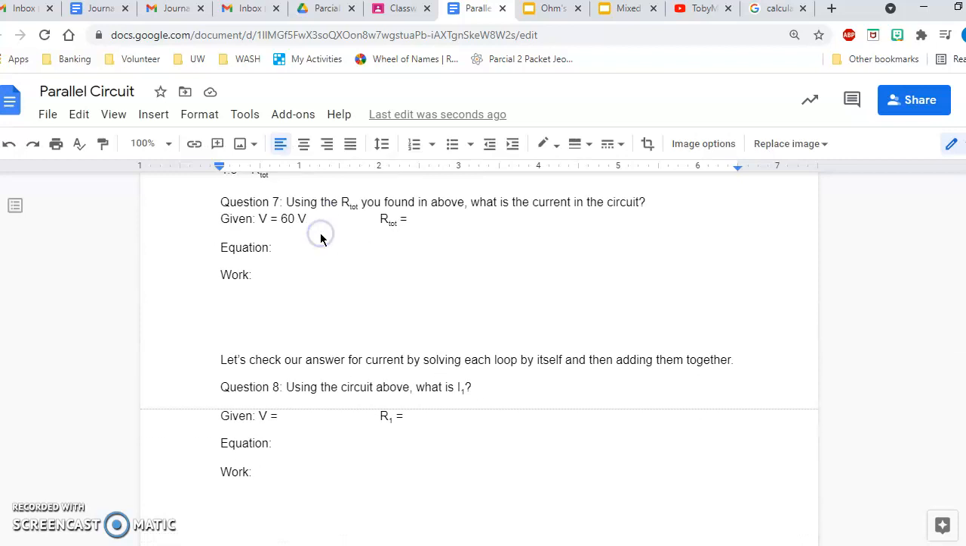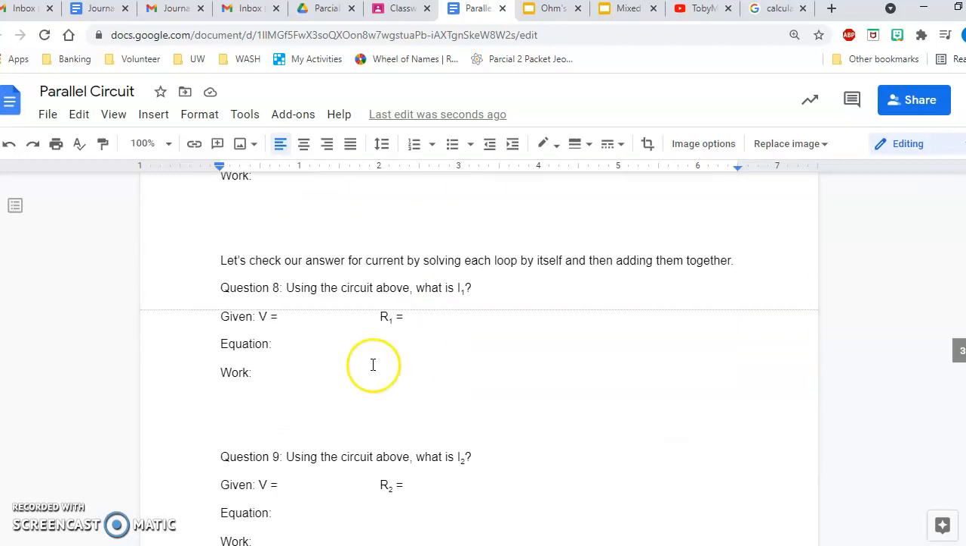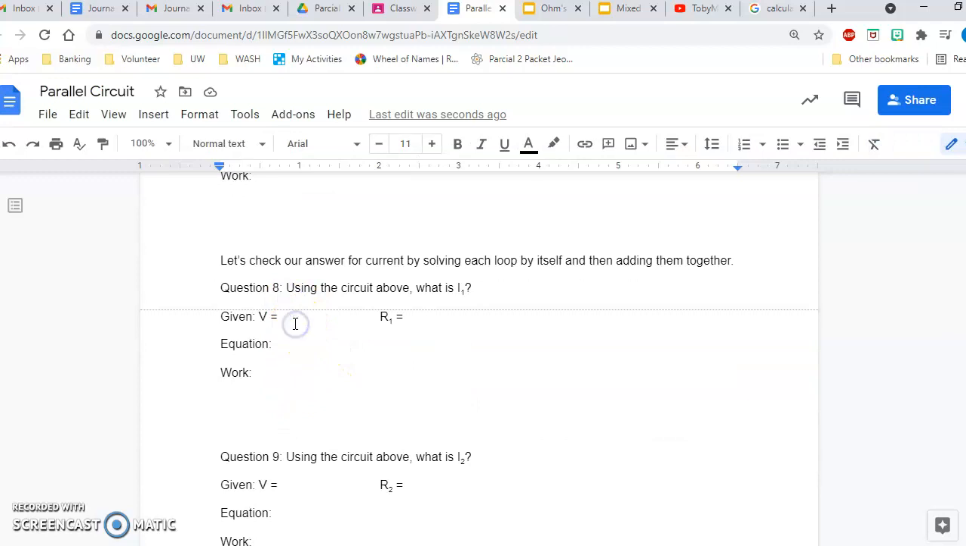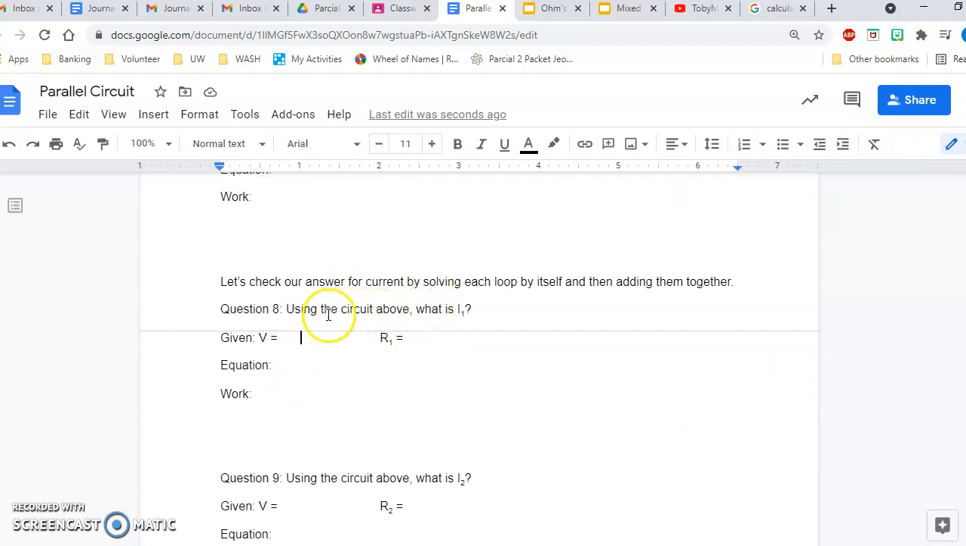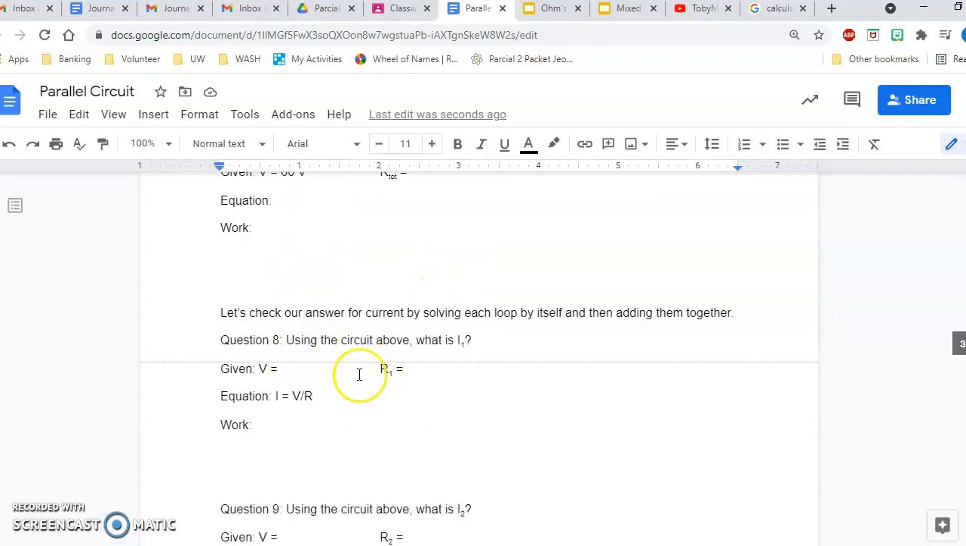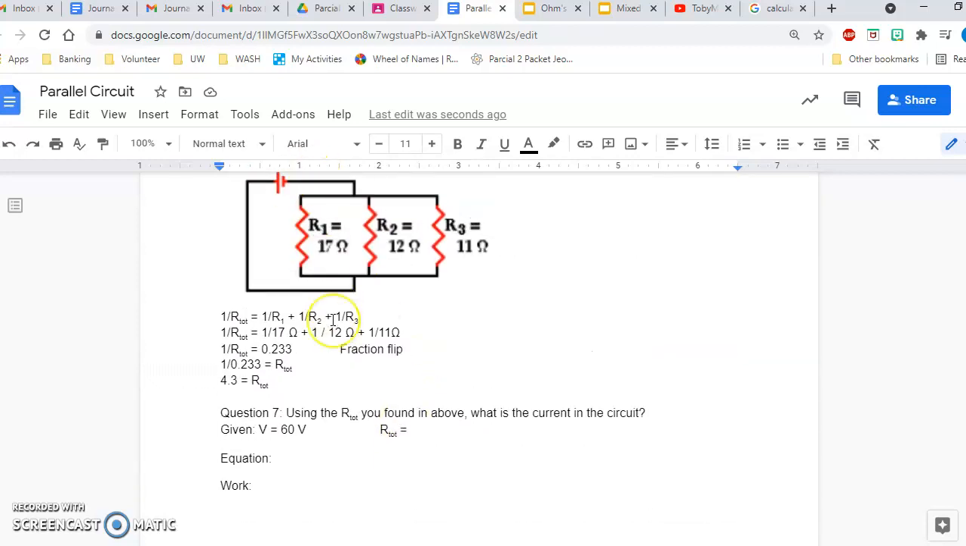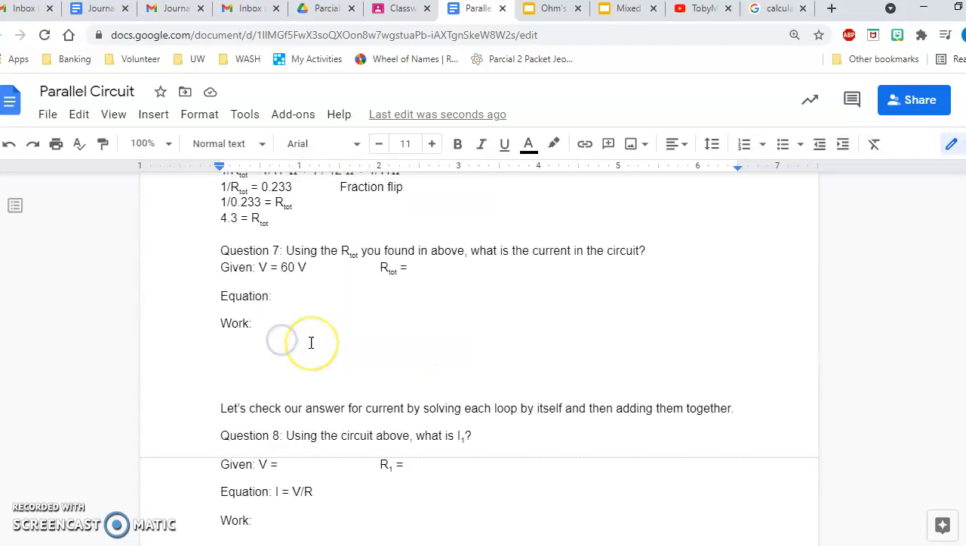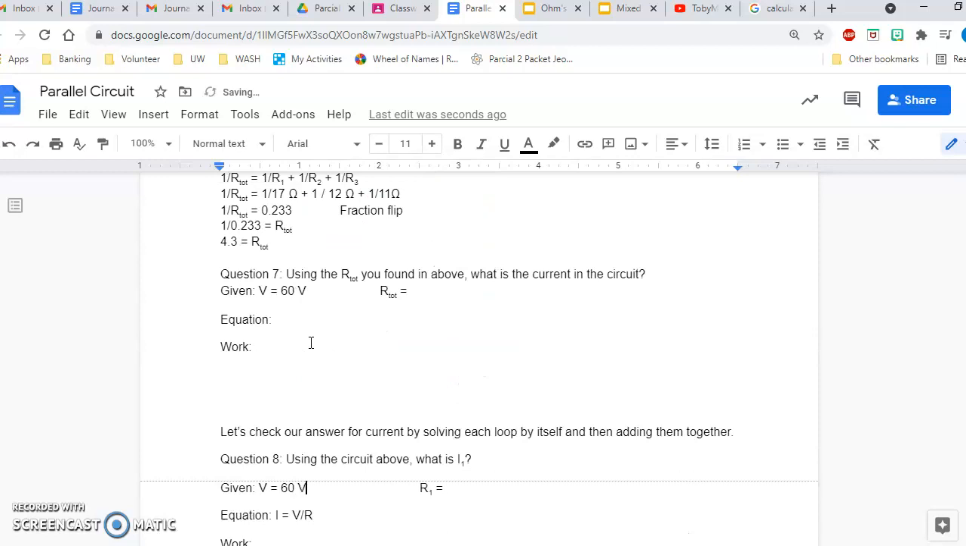Now the next part that may be a little bit confusing is questions 8, 9, and 10. I want you to use Ohm's law, our equation being I is equal to V divided by R, for each bracket, each part of our parallel circuit. For R1, we're going to do Ohm's law with just R1, for just our current 1. We'll use the same voltage every time: 60 V and 17 ohms.